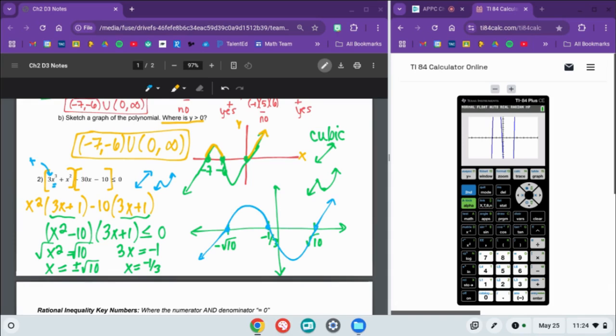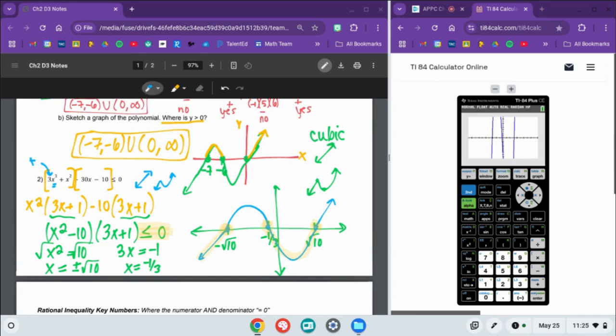It does go higher than 10 and lower than negative 10, but all we care about is where is the graph less than or equal to 0? All right, well, it's going to be exactly 0 at these 3 x-intercepts. And where is it going to be less than 0 is underneath the x-axis.